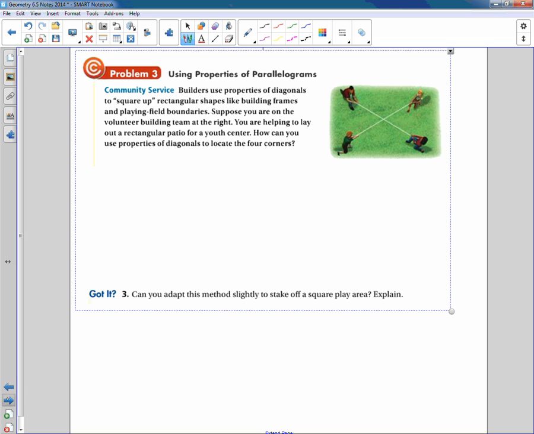Okay? Now let's look at a story problem. Builders use properties of diagonals to square up rectangular shapes like building frames and playing field boundaries. Suppose you are on a volunteer building team at the right. You are helping to lay out a rectangular patio for a youth center. How can you use the properties of the diagonals to locate the four corners? Remember, we want it to be a rectangle, right? So what do we know about the rectangle? How can we use the diagonals?